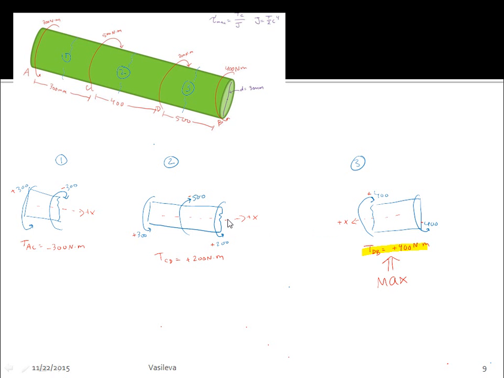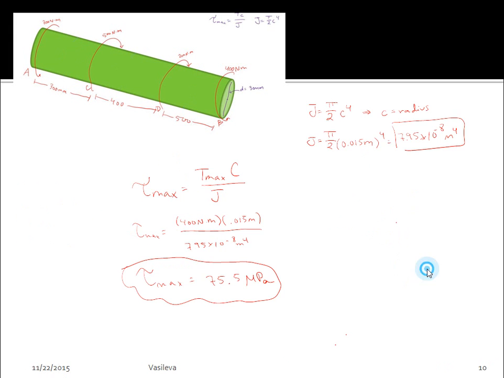So no matter what, my positive x is going out of the direction I cut. And if I point my thumb in this direction, my fingers end up curling this way. That means this 400 is going to be positive. And so we have TDB equals positive 400 newton meters. Because this has the biggest value, of 300, 200, 400, my 400 is the biggest, this means that this is going to give me the maximum torque, or the maximum tau, I apologize, maximum shear stress.